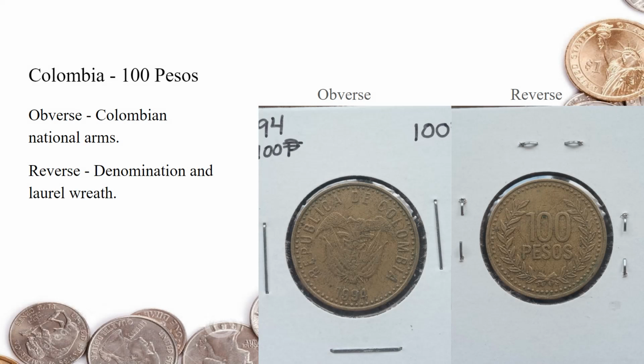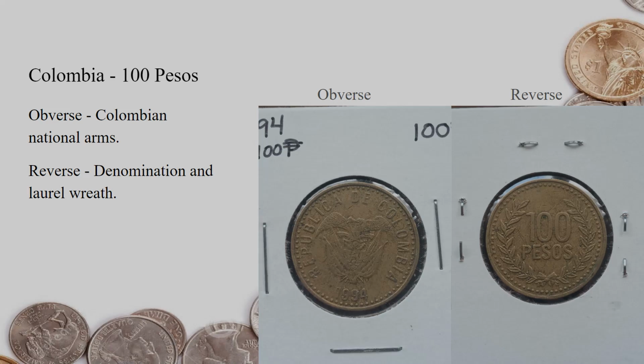Next is 100 pesos from Colombia, and on the obverse side of the coin, the front, Colombia's national arms are emblazoned on it, with República de Colombia, the Republic of Colombia. And on the back, it's very plain. It has the denomination 100 pesos and a laurel wreath.